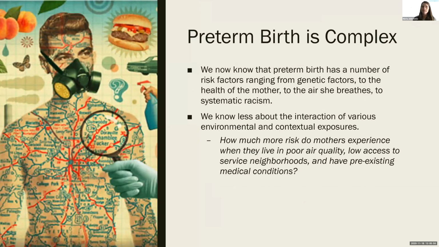Preterm birth is a really complex issue. There are several factors that come into play when we talk about preterm birth, and it's not just genetic, it's not just the health of the mother, it's not just the environmental exposures. All of these things work in tandem to result in potential prematurity. While we know a lot about these individual factors on their own, we really don't know much about how these factors interact and how various environmental and contextual exposures come together to, in a way, compound the risk that a mother may experience from having several of these factors at once.